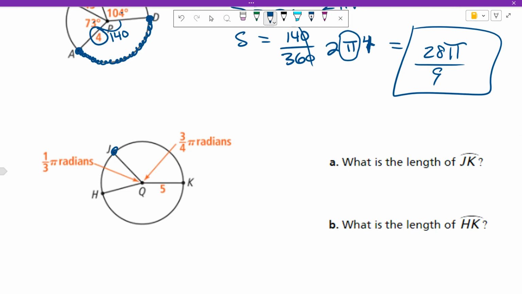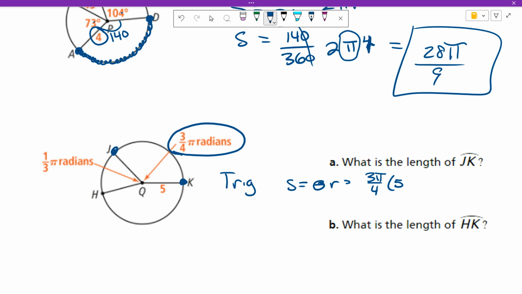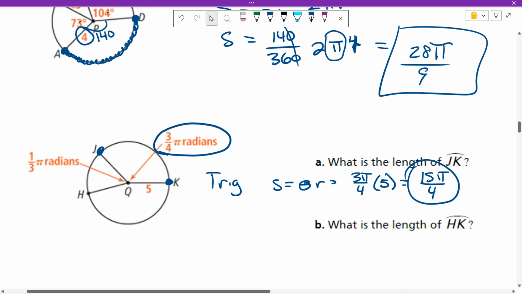JK, from here to here. If it gives the answer in radians, we're going to use the trig formula. The trig formula is super easy for arc length. S equals whatever your angle is times the radius. So it's 3 pi over 4 radians. That's the angle. Times your radius of 5 is 15 pi over 4. So when it's in radians, it's actually a little easier to multiply out.